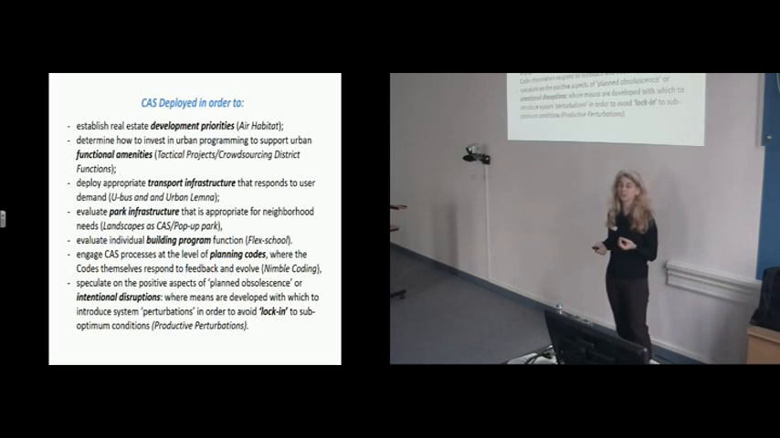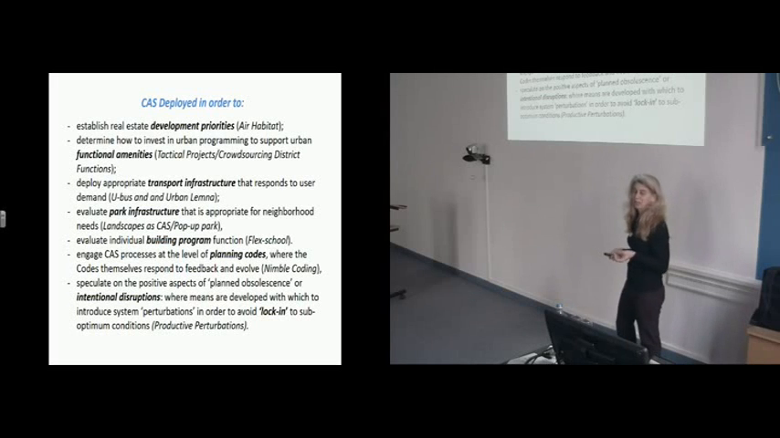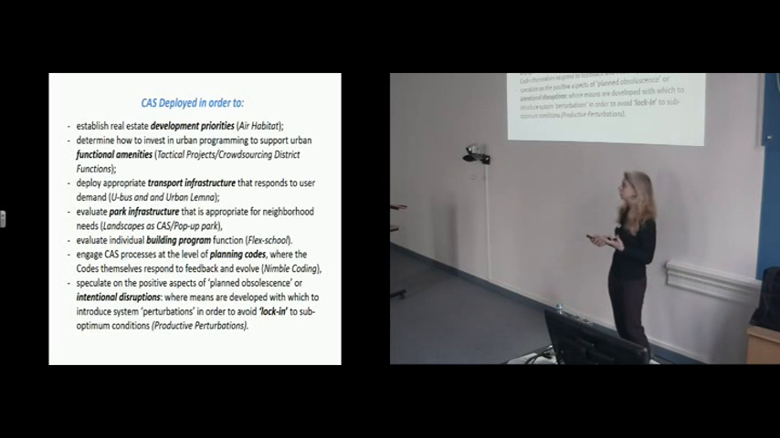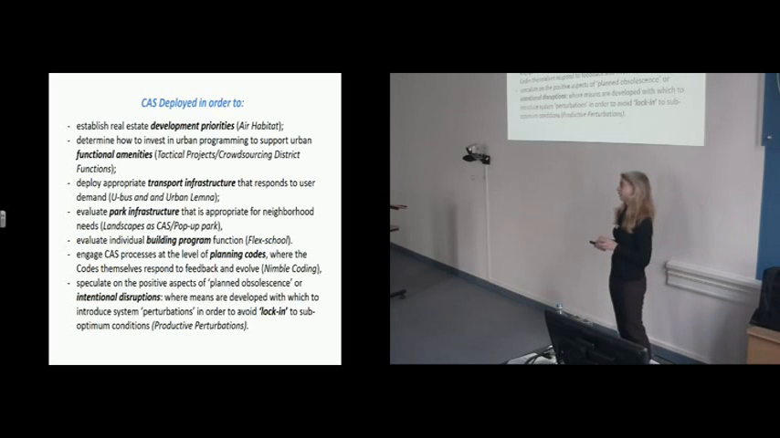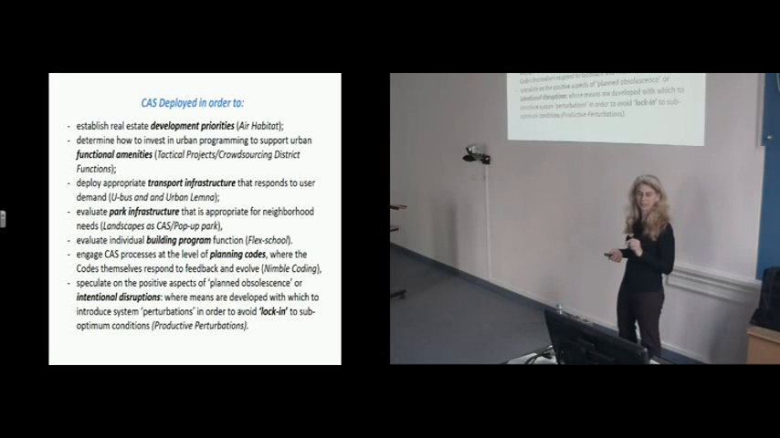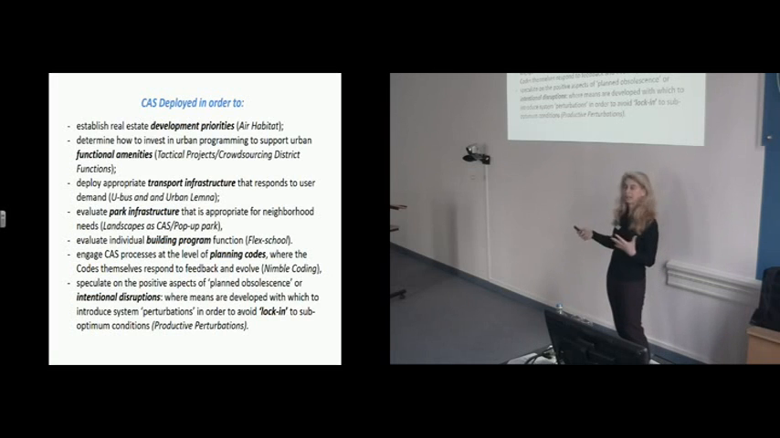First of all, establishing real estate development priorities is the poster, which is Air Habitat. Determining how to invest in urban programming to support urban functional amenities. So how do you figure out the best way to program an open site? There are two of these that do that, Tactical Prep Projects and Crowdsourcing District Functions. There are two others that look at transport infrastructure and how transport infrastructure might be conceived using CAS. Those are UBus and Urban Lemma. There are two that look at park infrastructure and try to determine the right scale and kind of park infrastructure.